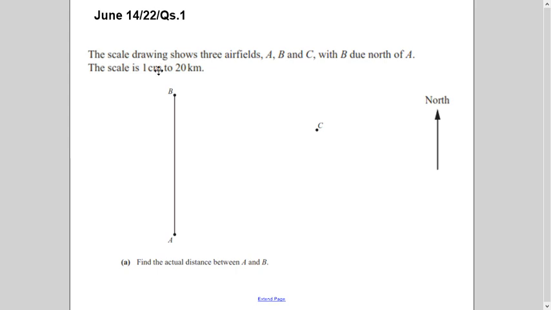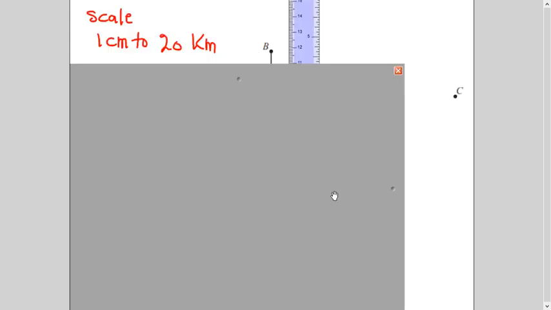The diagram is showing 3 points A, B, C, and B is in the north of A. Its scale is 1 centimeter to 20 kilometers. The scale means 1 centimeter is representing 20 kilometers. So using this scale, you have to find the actual distance between A and B. So what comes to your mind? Using your ruler, you will find out AB in centimeters, and then using this scale, you will convert it into kilometers. So let's do it here.